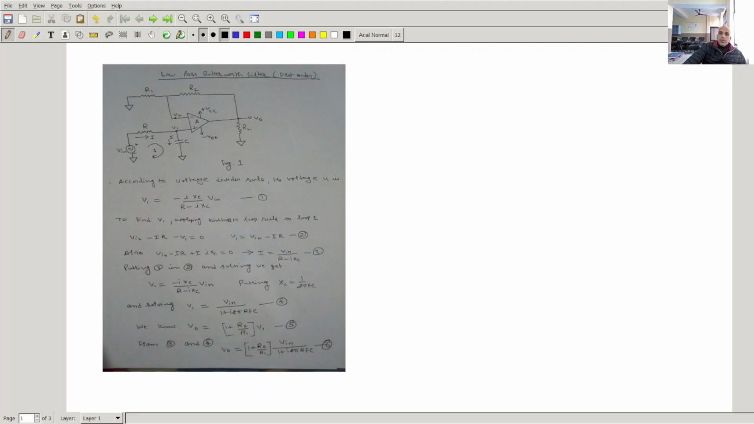Today we are going to start with low pass filters, and we are going to start with the Butterworth low pass filter. You can see here the Butterworth low pass filter is visible. This Butterworth low pass filter that we are going to discuss here is named after the British physicist Stephen Butterworth, who invented it in 1930.